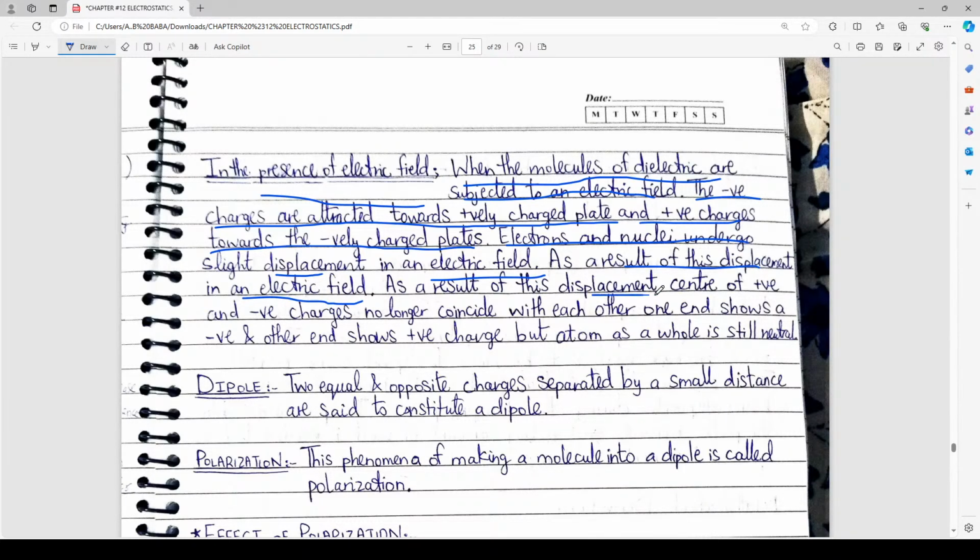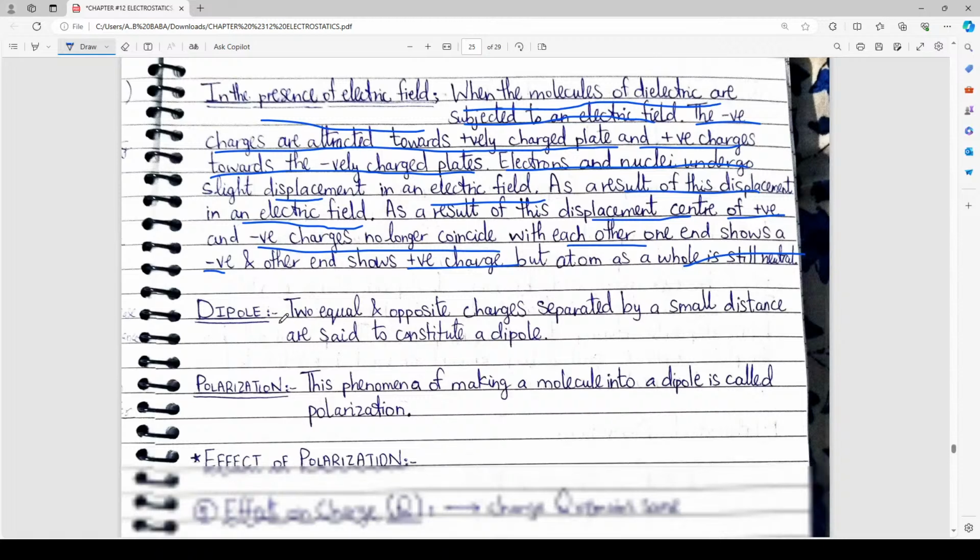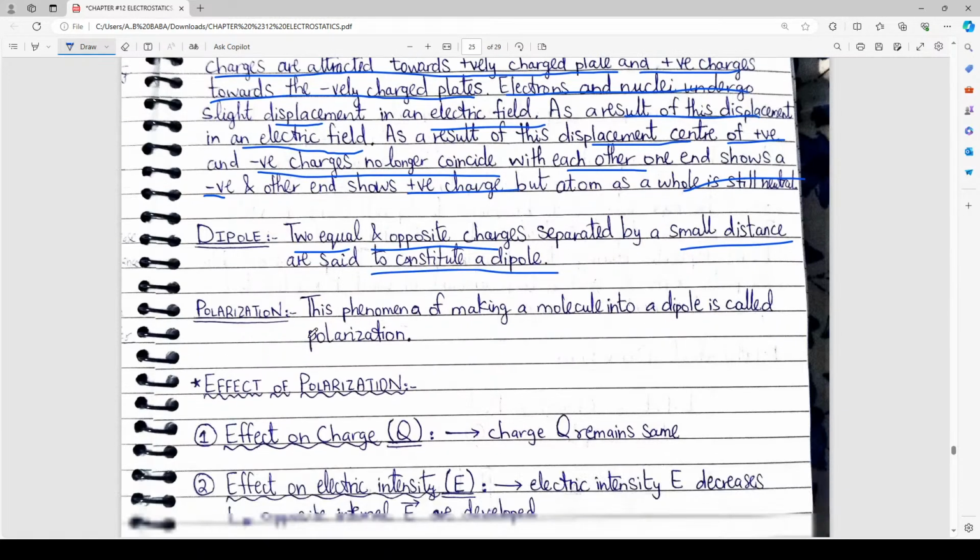As a result of this displacement, the centers of the positive and negative charges no longer coincide with each other, and one end shows a negative and the other end shows a positive charge, but the atom is still neutral as a whole. What is a dipole? Two equal and opposite charges separated by a small distance are said to constitute a dipole. Polarization is the phenomenon of making a molecule into a dipole.